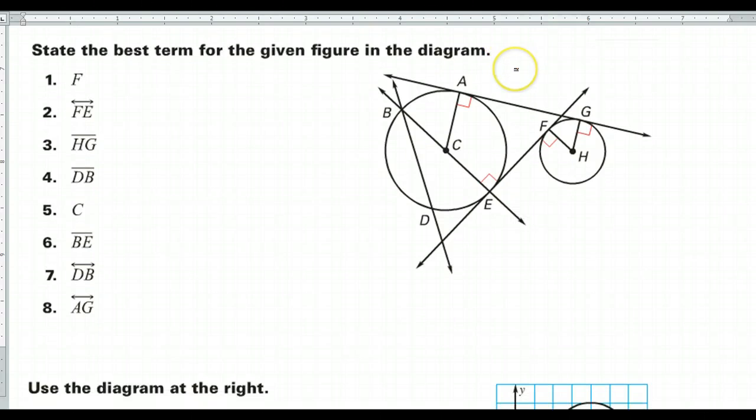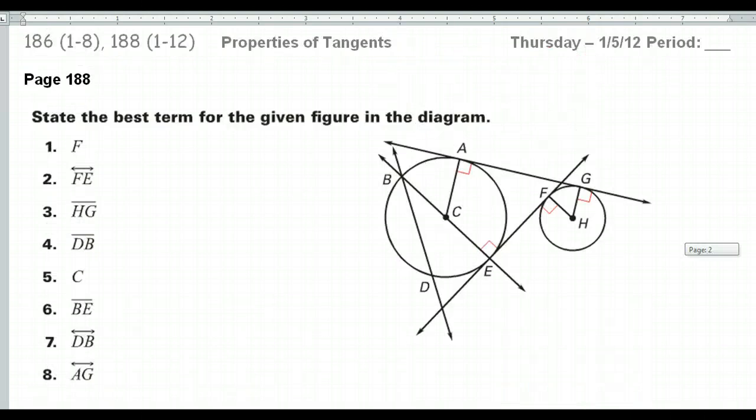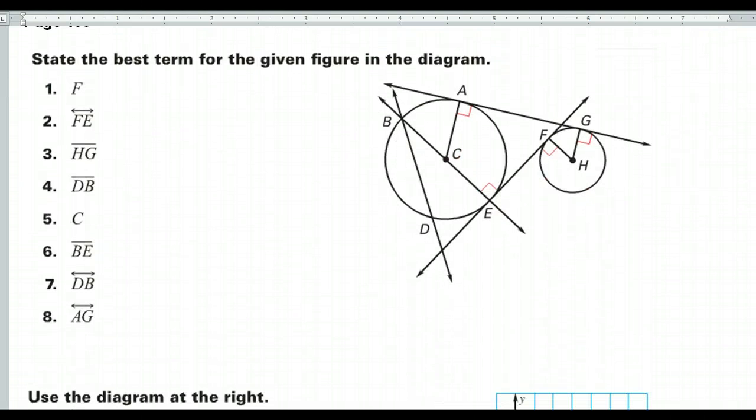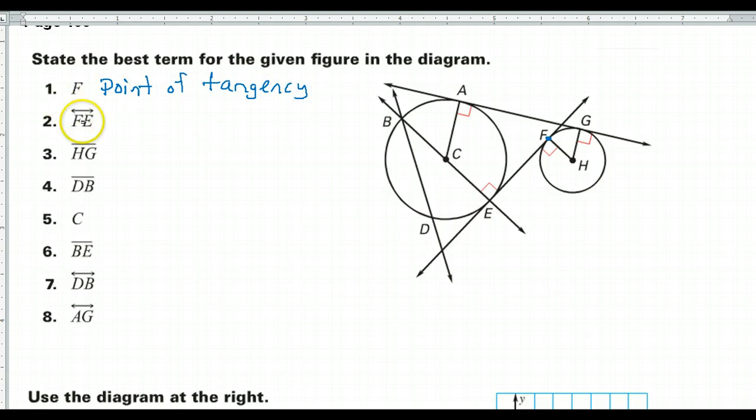Now, page 188, some additional problems that we need to do. Okay, state the best term for these things. See, do we have a word bank for this? I guess not. So, point F, which is right here, it's a single point, so they just put F. That is the point of tangency, one of our vocabulary words. So point of tangency is the best word for that.